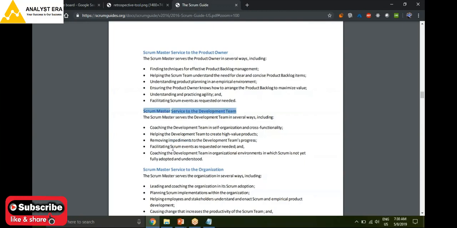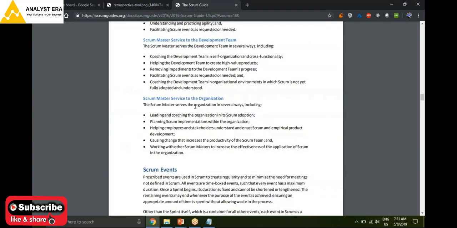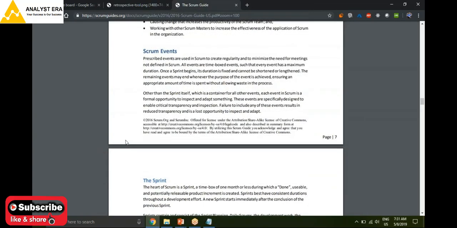There are many things, as you are seeing, such as facilitating Scrum. He needs to facilitate the Scrum process, coaching the development team in organizational environments. So, as I said, he is the coach. All of these are his responsibilities in a Scrum team. If you just look at his services for the organization, there are many. Instead of going through all the lines, you can just read it and understand it. If you have any doubts, you can get back to me.